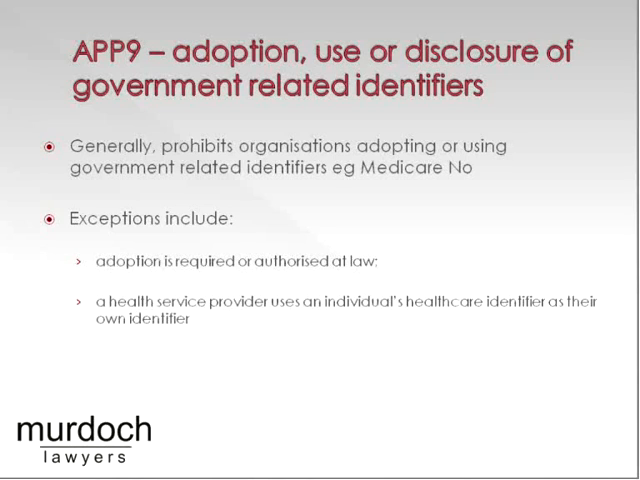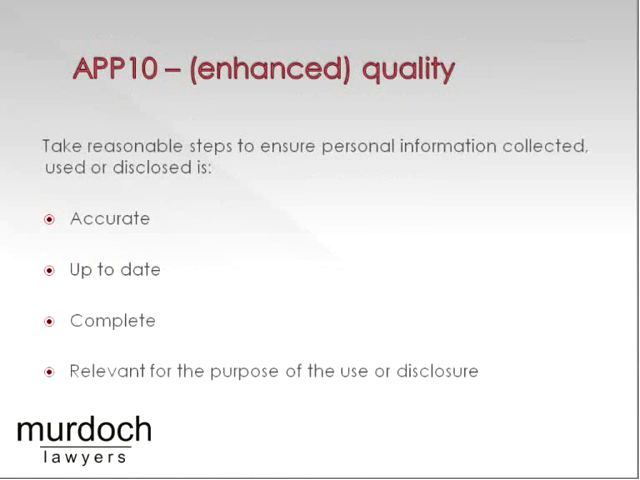APP9 deals with adopting, using or disclosing government-related identifiers. There's a general prohibition which prevents organisations from adopting or using government-related identifiers as their own. There is an exception in the health service area where either it's required or authorised by law, or a health service provider uses an individual's healthcare identifier as their own identifier.